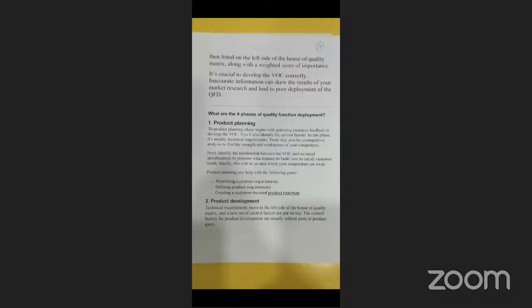Third part is creating customer focus roadmap. Creating a customer focus product roadmap we should find out. Then second is product development.